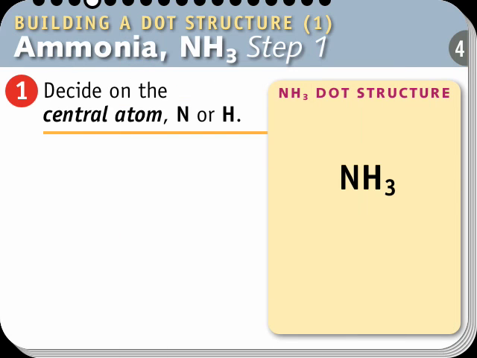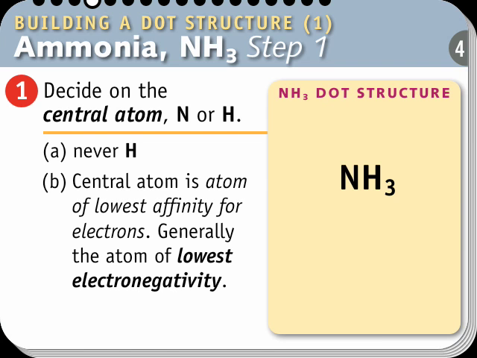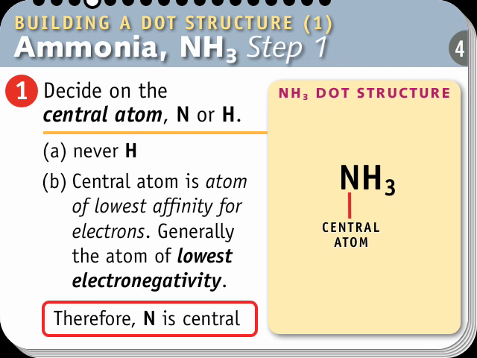Let's use ammonia, NH3, as our example molecule. First, let's decide on the central atom. We know it's never going to be hydrogen. And the other thing we know is that the central atom is usually the atom with the lowest affinity for electrons. Generally, that means the atom of lowest electronegativity. Therefore, nitrogen in this molecule is the central atom.